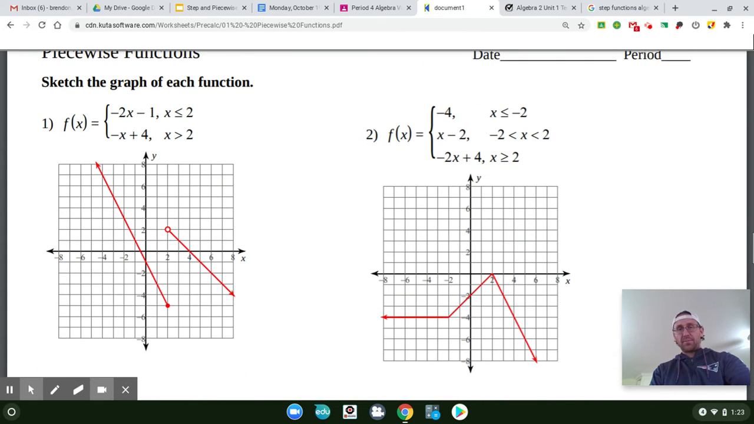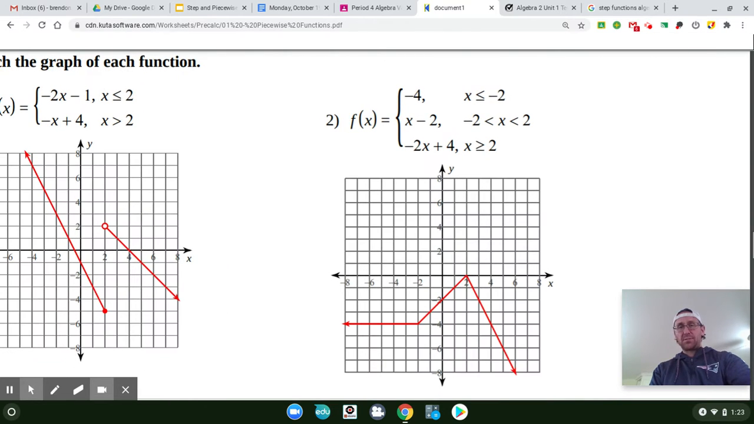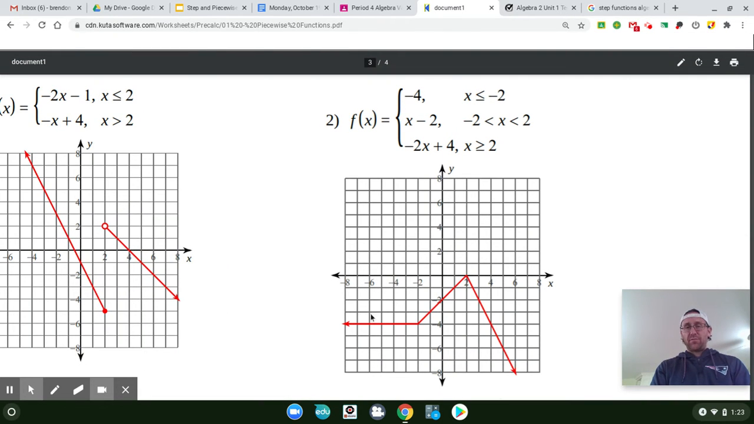let's look at this one right here. So here are 3 lines. Okay. Y equals negative 4. That's this line that goes straight across. Okay. But it stops at negative 2. And the reason why I don't have an open circle here is because of the line underneath.